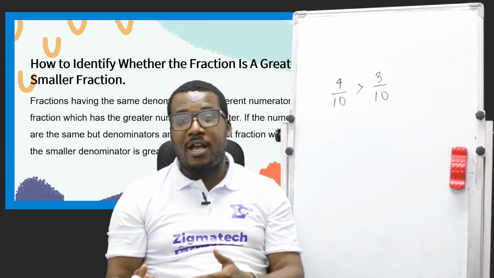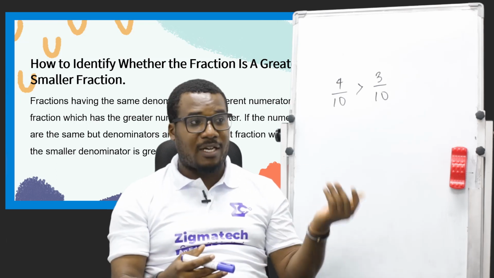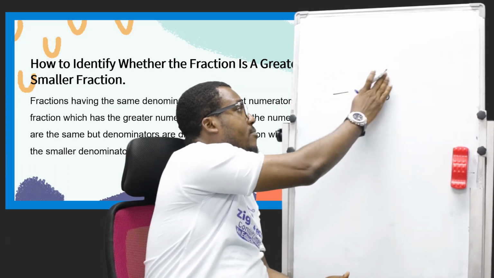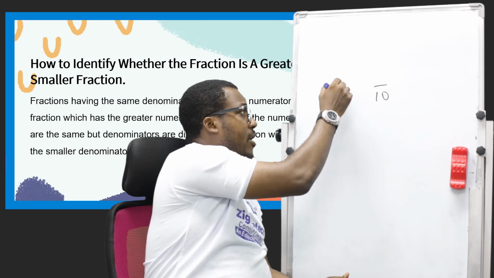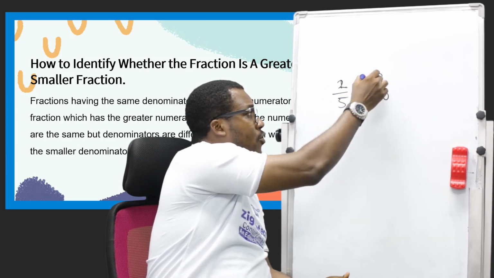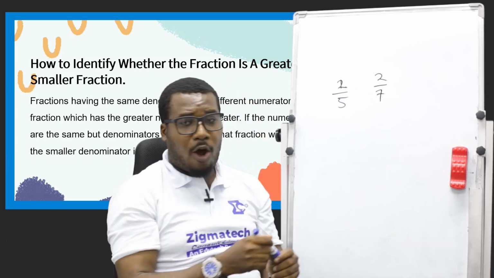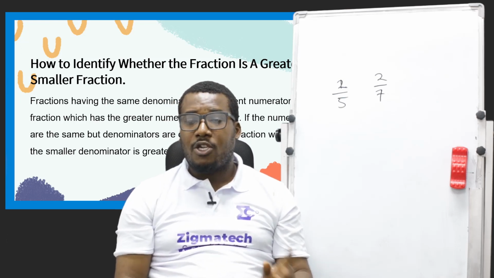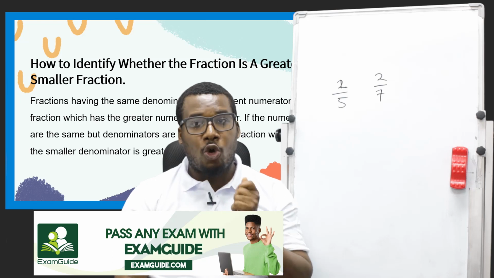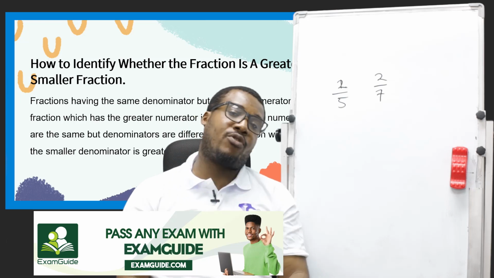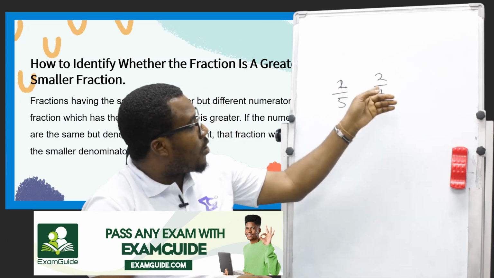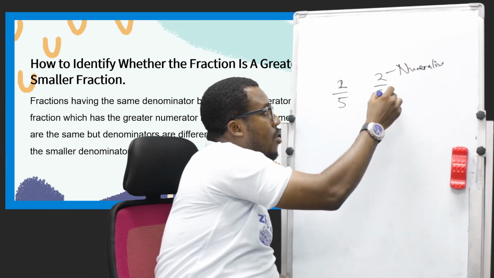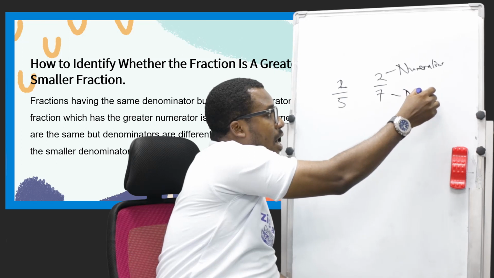Now, in a different case scenario, what if the numerators are the same? Which means the upper sides are the same. Let's say 2 over 5 and 2 over 7. The upper sides are the same, but the denominators, which are the lower sides, are different. You must understand that the fraction which has the lower or the smaller denominator is greater. In this case, if you look at the numerators, both are the same, but the denominators are different.